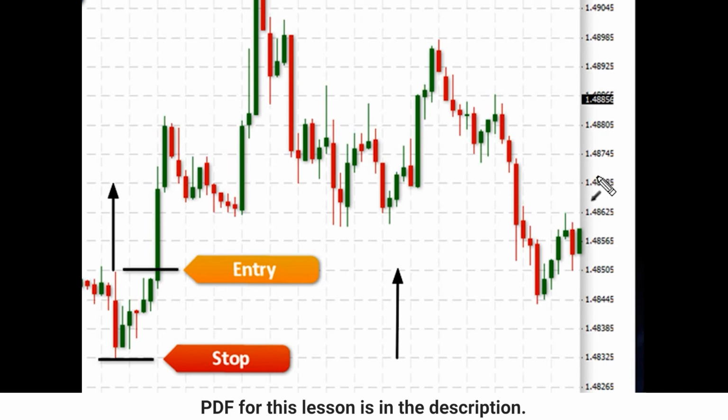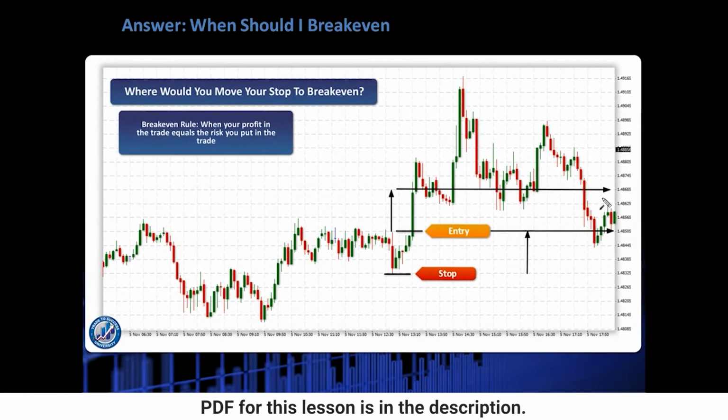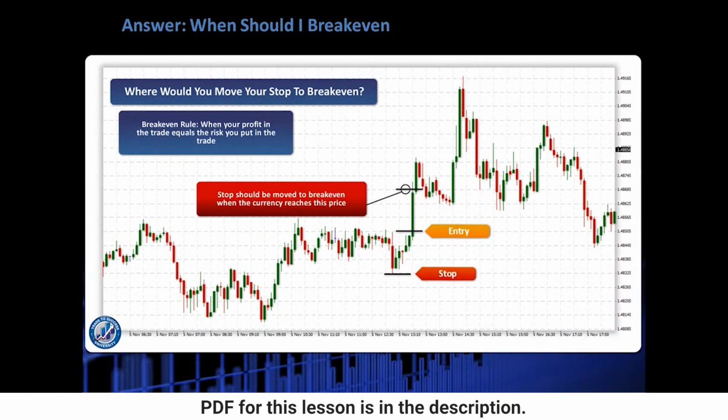If we check on the side, from our entry, which is 1.4850, to this break even point, 1.4868, we can see that there are 18 pips between those two prices. So the stop should be moved to break even when the currency reaches the price indicated. It is a price in profit that is equal to the amount of pips between the entry and the stop.